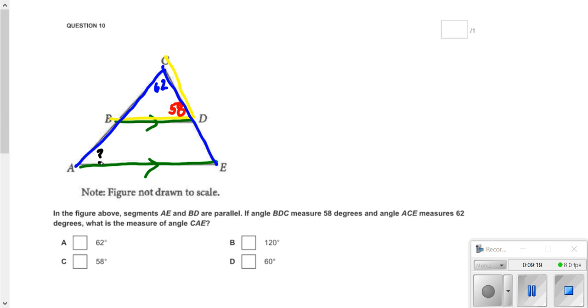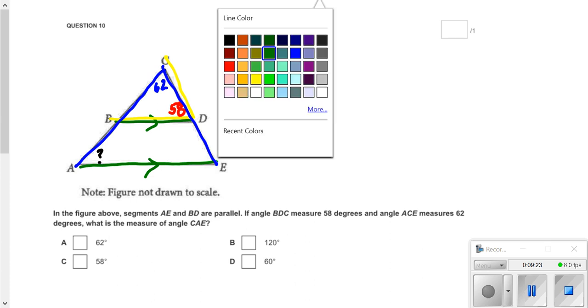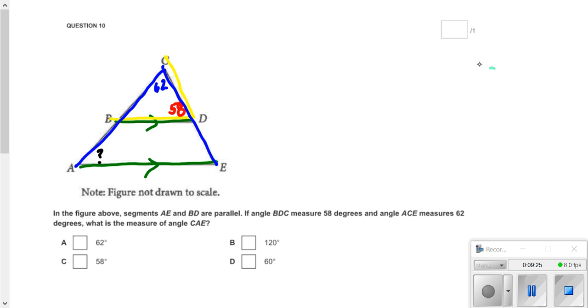Okay, so there's a lot at play here. One of the things that you might know from your earlier schooling is that the angles in a triangle have to add up to 180 degrees. So I want to take 62 and 58 and add those together.